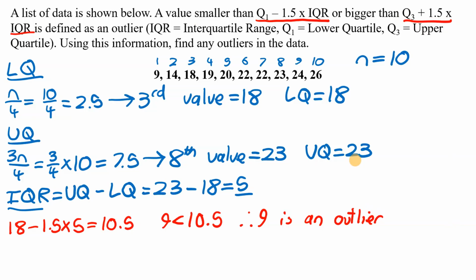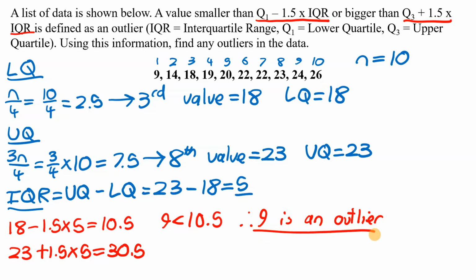So now let's look at this here. So Q3, which is the upper quartile, which is 23 plus 1.5 times the interquartile range, which is 5, which if you put this into your calculator, this is equal to 30.5. So any values that are bigger than this are an outlier. We can see the biggest value is 26, which is not bigger than this, so therefore we don't have any outliers on this side of the data.